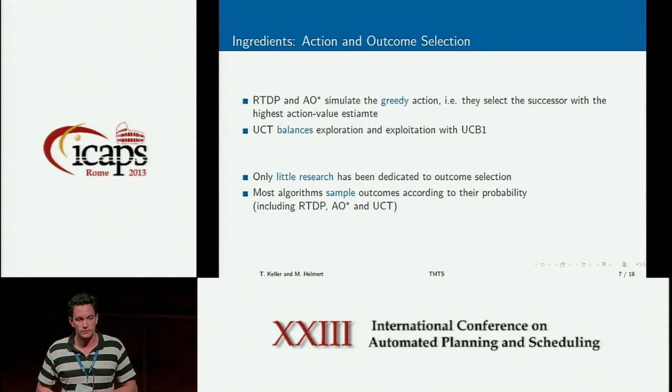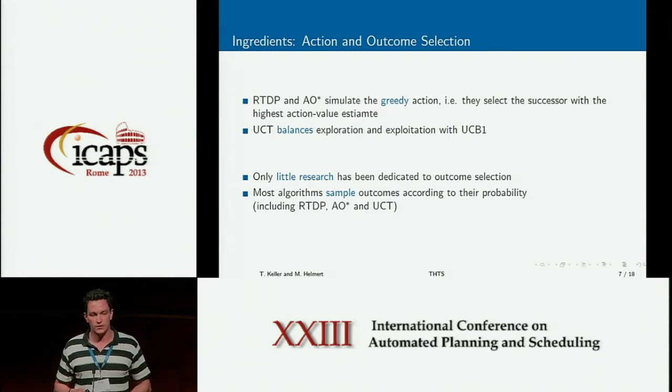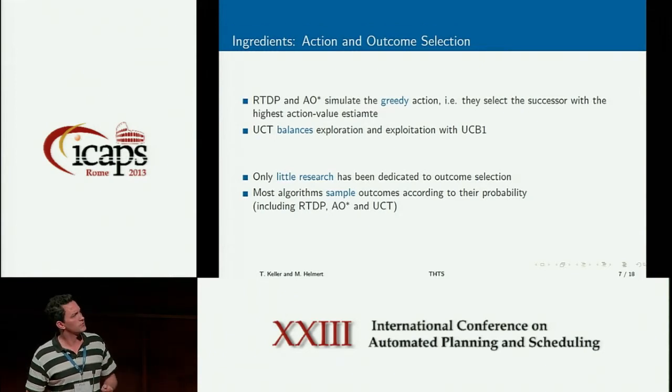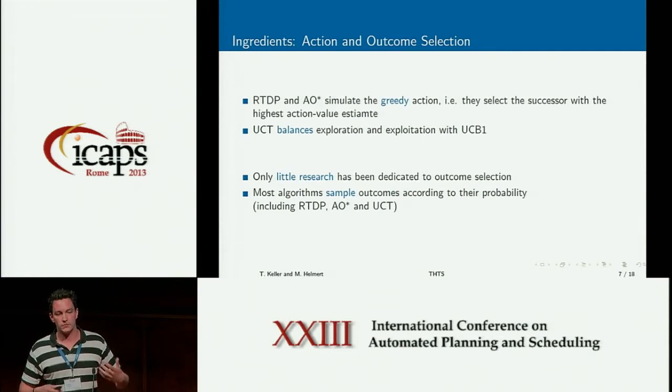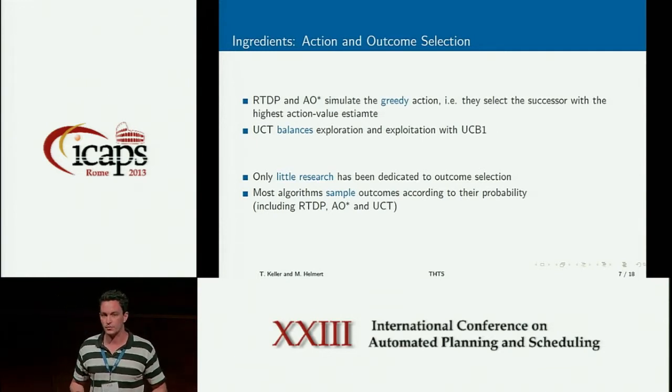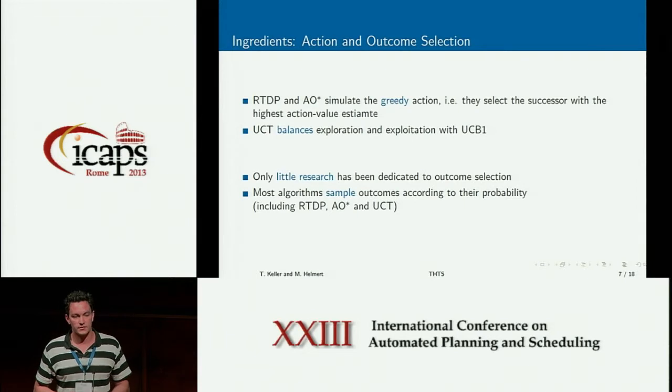I'm also not talking too much about outcome selection. Actually, there are not so many. Well, actually, I only know anytime AO star is the only algorithm that actually does something different from sampling here. So there's actually quite little research about choosing which successor to sample. Well, no, sampling is the only way that is usually done.